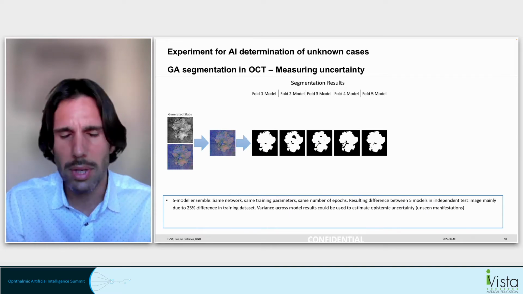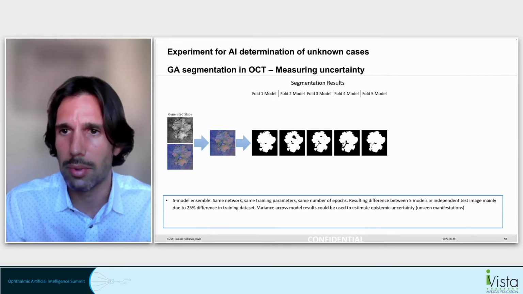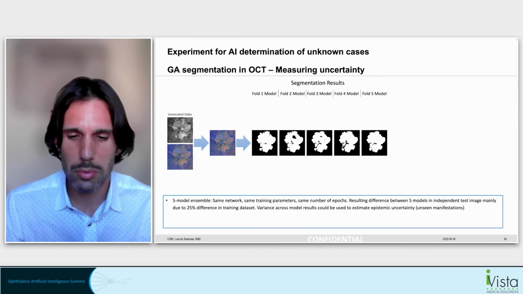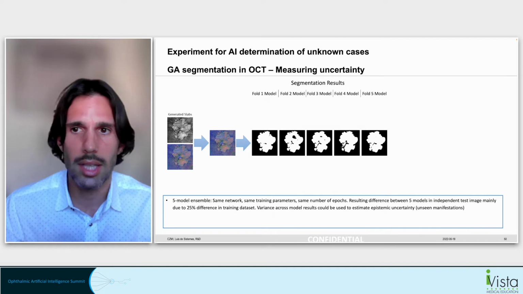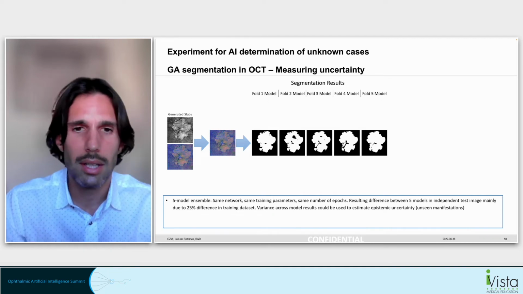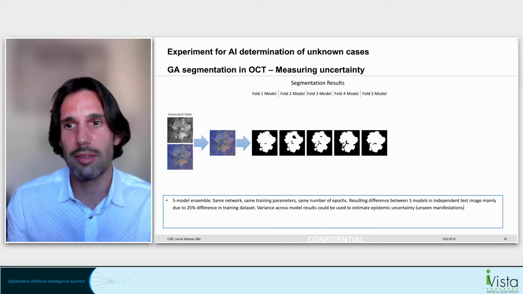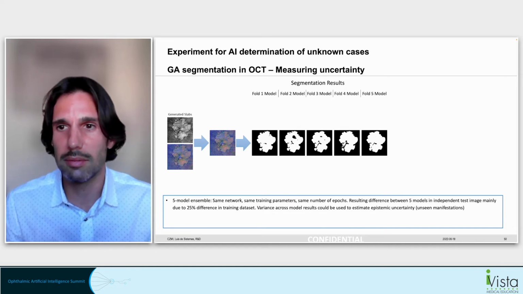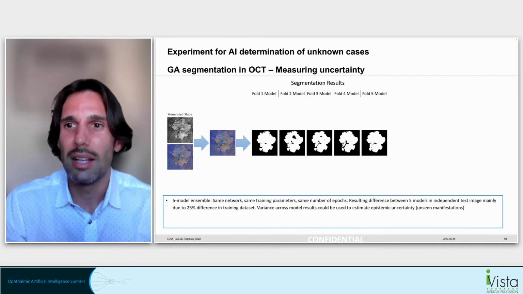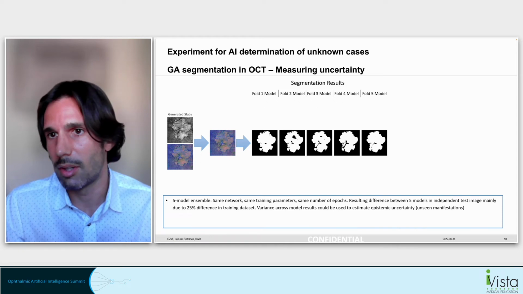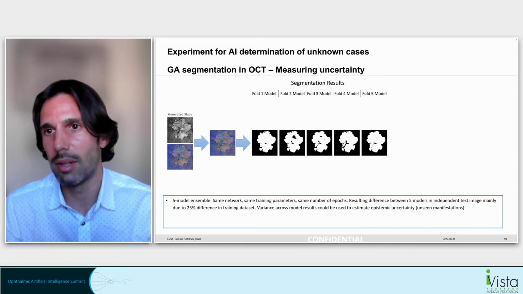Since we have 5-fold cross-validation, we have 5 models. These 5 models were identical networks, with identical number of epochs, identical training parameters, everything was the same. But as we passed the same independent test image to these 5 different models, we obtained different results, because there is something different there. The only source of variance was slightly the data they had been trained with, as they were part of the 5 different folds.